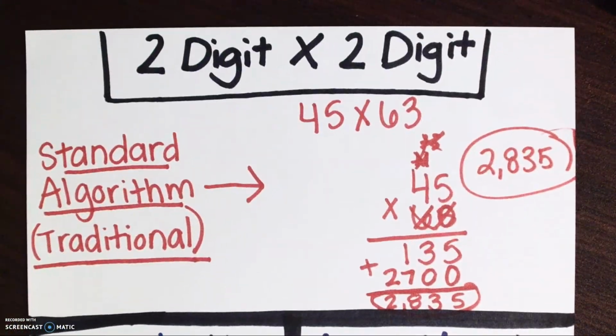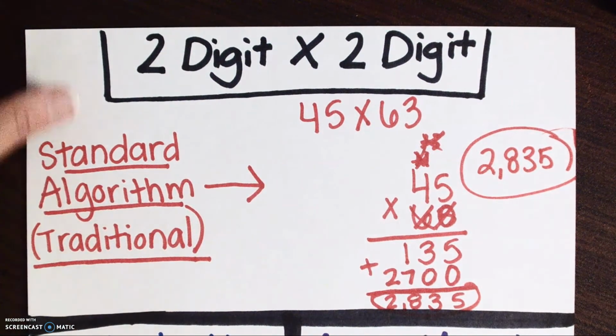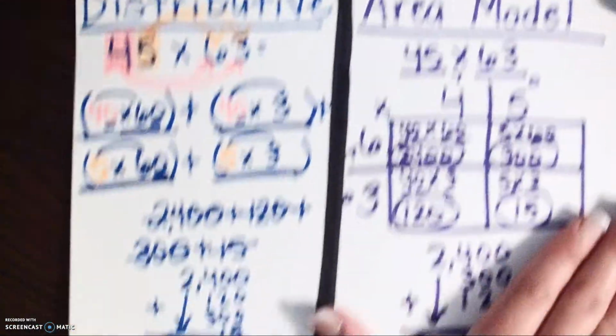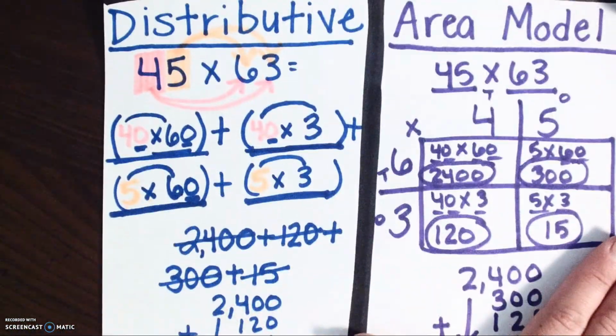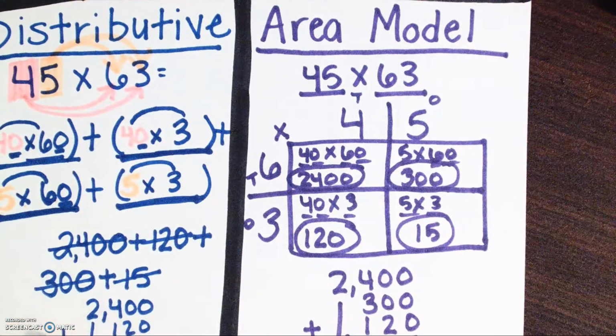Again, guys, this is two-digit times two-digit review. Up here was your standard algorithm, the traditional way of multiplying. Down here was your distributive model. And over here was your area model.